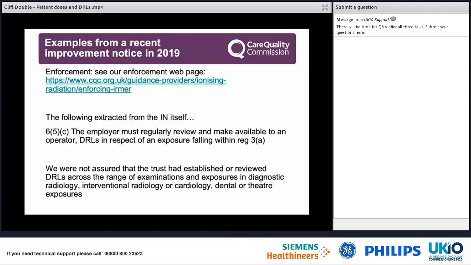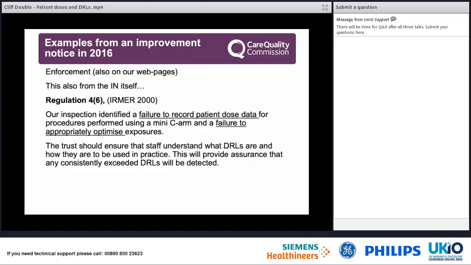An earlier example, and this one drawn from the last set of regulations, was, I guess this is a nod in the direction of patient dose recording rather than DRLs. We made a note that there was a failure to record patient dose data on a mini C-arm, failure to appropriately optimise exposures, but also made a note that the Trust should ensure staff understand what DRLs are and how they are used in practice, and provide assurance that any consistently exceeded DRLs will be detected.